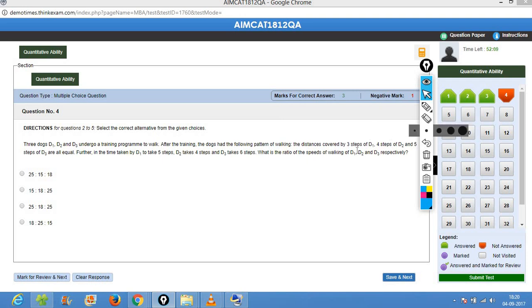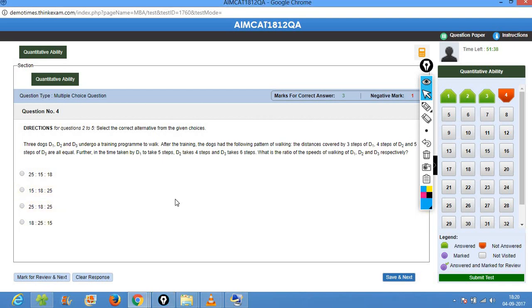The distance covered by 3 steps of D1. So we do not know how much it is covering in 3 steps. So let's suppose it takes 3, 5, 4, 20, 60. That is one way to do this. Another way is just doing it through the ratio, no?